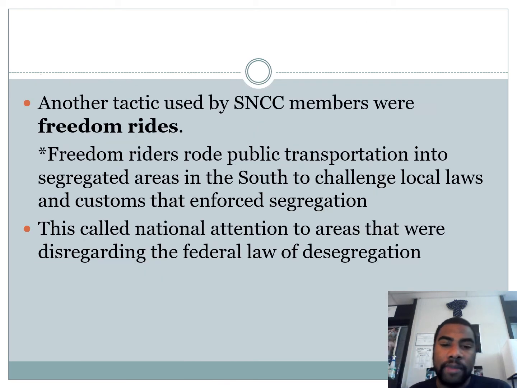Another tactic used by SNCC members were freedom riders. Freedom riders rode public transportation into segregated areas in the South to challenge local laws and customs that enforced segregation. This caused national attention to areas that were disregarding the federal law of desegregation.